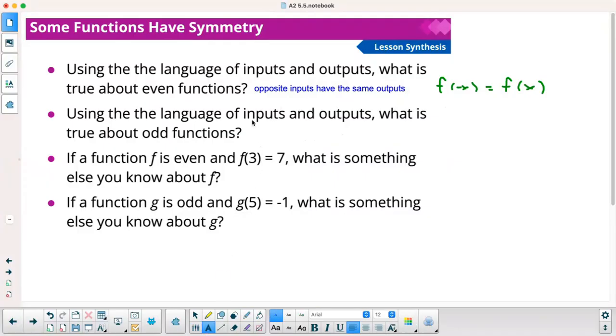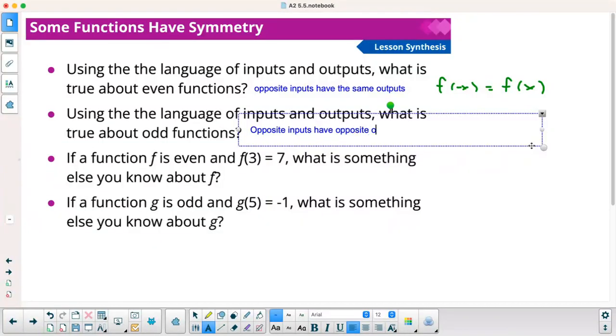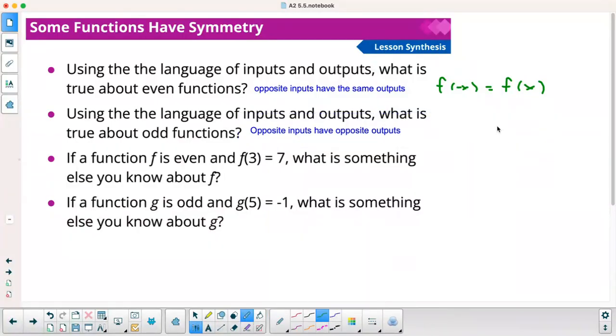What's true about odd functions? We've already said it again. Opposite inputs have opposite outputs. So if I want to write that in function notation, that would be like this: f of -x equals -f of x. The inputs are opposite, the outputs are opposite.